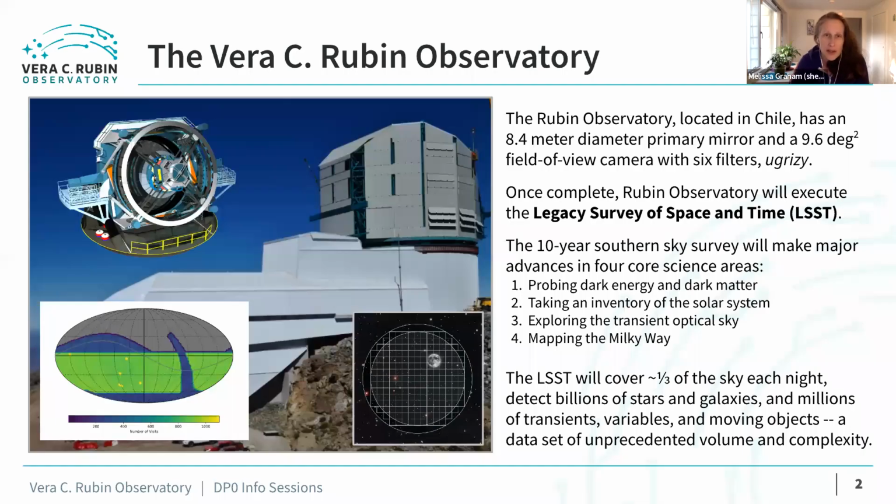The Rubin Observatory is currently under construction, but once complete, it will execute the Legacy Survey of Space and Time, the LSST, a 10-year survey of the southern sky in 6 filters. The LSST will cover about a third of the visible sky each night and revisit patches of the sky between 100 and 1,000 times over 10 years, creating a data set of unprecedented volume and complexity containing billions of stars and galaxies and millions of supernovae and solar system objects.